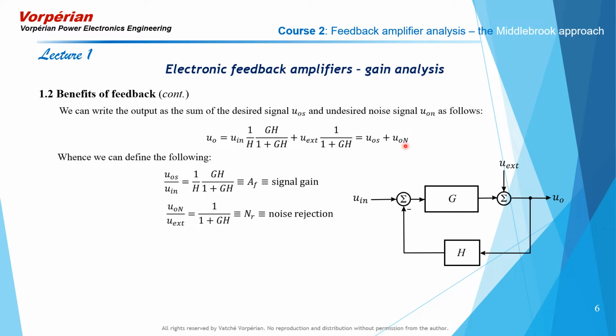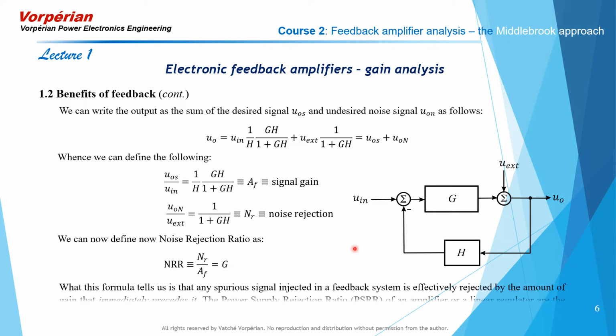And we can also define the noise rejection, which is the ratio of the noise component in the output to the spurious signal applied in the system. Now we can define the ratio of these two as the noise rejection ratio, and that turns out to be equal to G. And really what that tells us is that any spurious signal injected in a feedback system is effectively rejected by the amount of gain that precedes it.